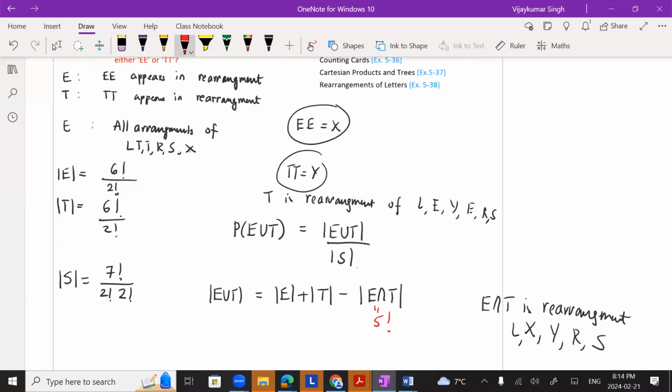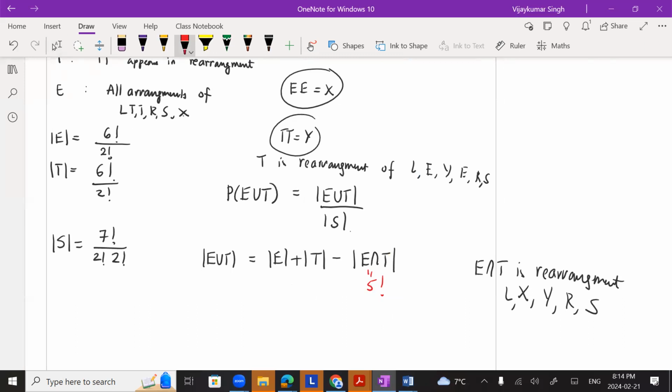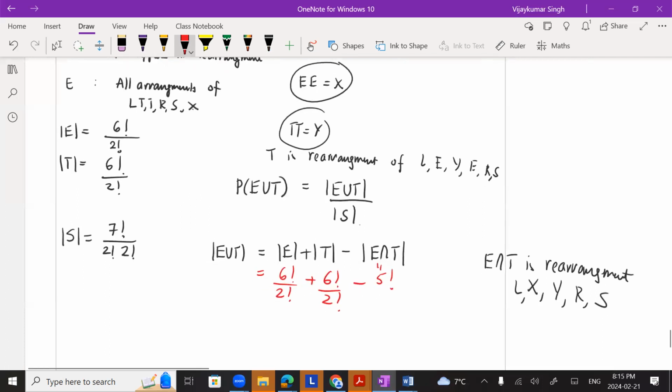So let's write down what is E union T. The size of E union T is going to be 6 factorial divided by 2 factorial plus 6 factorial divided by 2 factorial minus 5 factorial. You can simplify it a bit if you want. So this is going to be 6 factorial divided by 2 plus 6 factorial divided by 2, so that is going to be 6 factorial minus 5 factorial. So what is my probability of E union T?